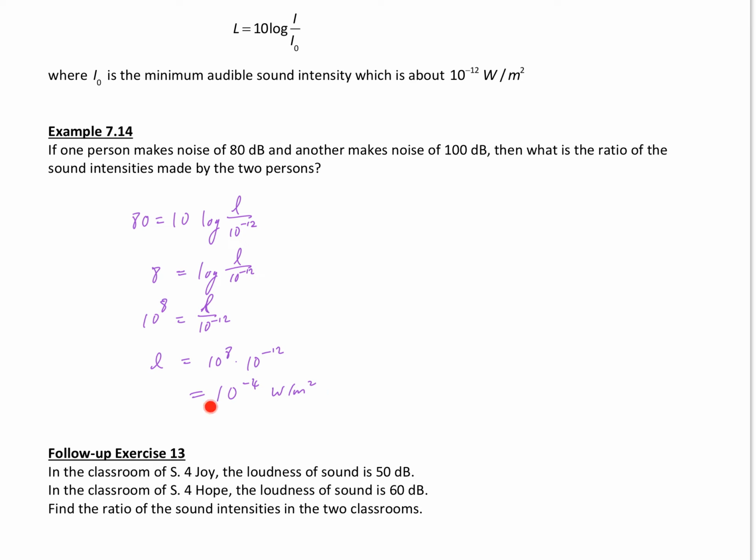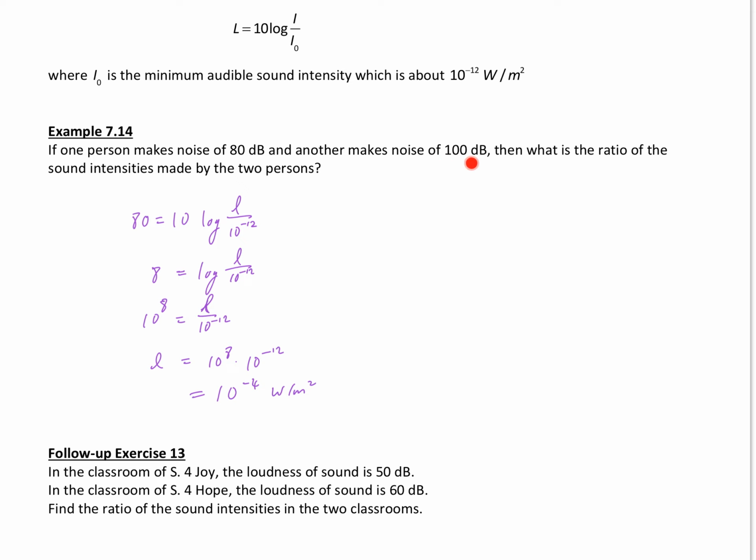Maybe the sound intensity is small. It's very small because 10 to the power negative 4 is 0.0001. But do you know 80 decibel is not quite small. How about another?